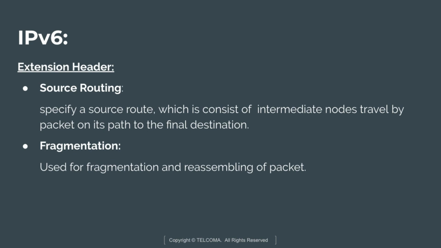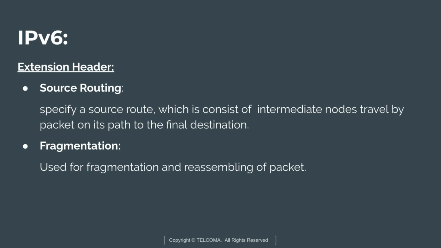Here the source routing header has the value 43. If the next header field has the value 43, then it is adding source routing as the extension header. It specifies a source route, which consists of the intermediate nodes traveled by the packet on its path to the final destination. So the source route specifies the intermediate nodes that are traveled by the packet from source to destination.